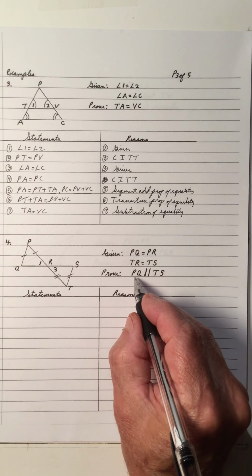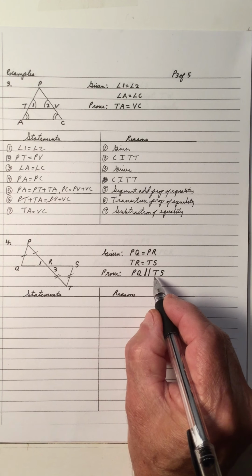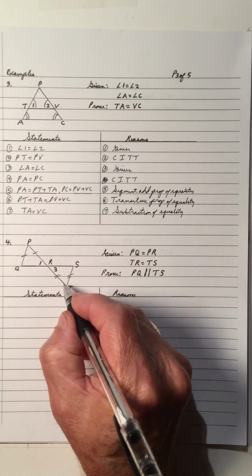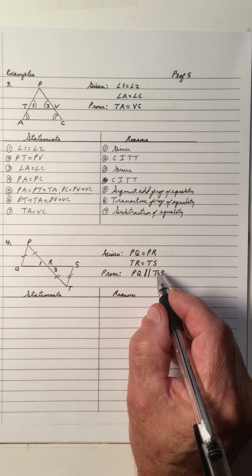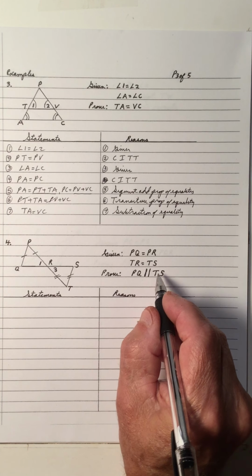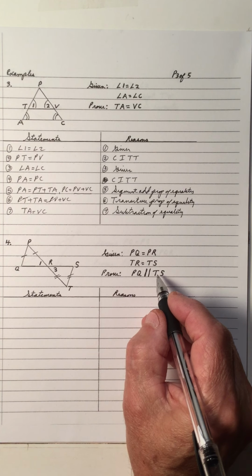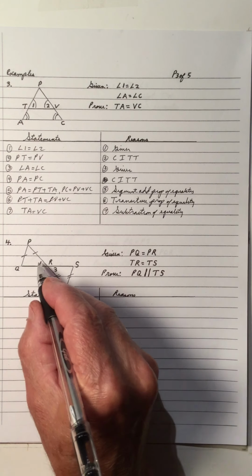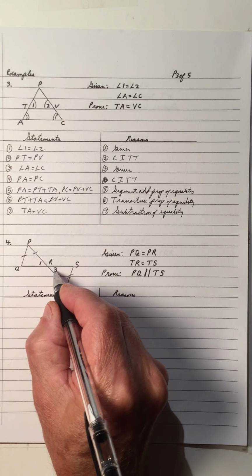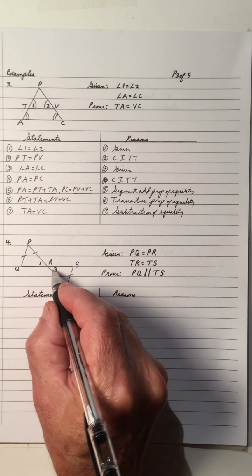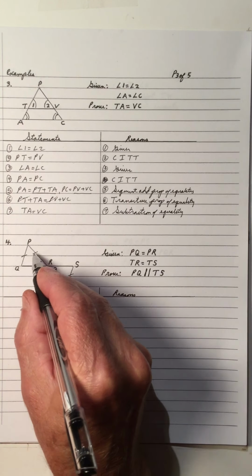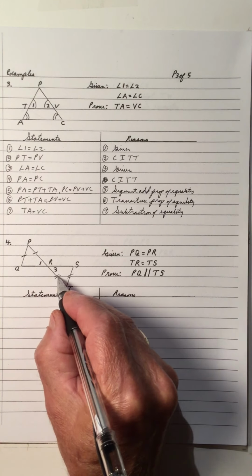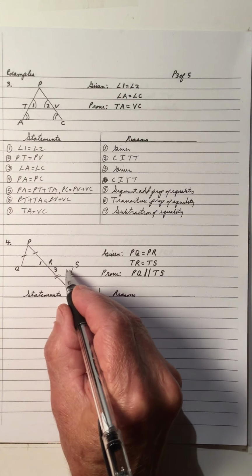I want to prove that PQ is parallel to TS. To get parallel lines, you need angles equal or same side interior angles supplementary. So how do I get equal angles? Well, I notice that 1 and 3 are equal by vertically opposite. If these two sides are equal, that means these two angles are equal.